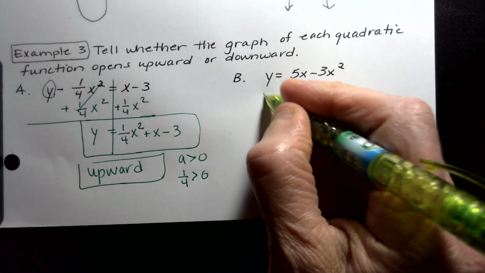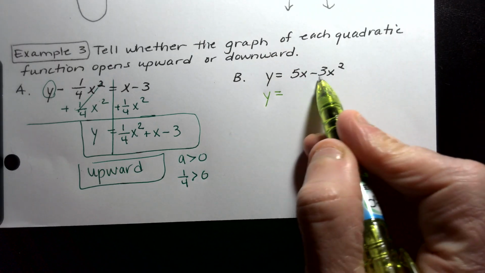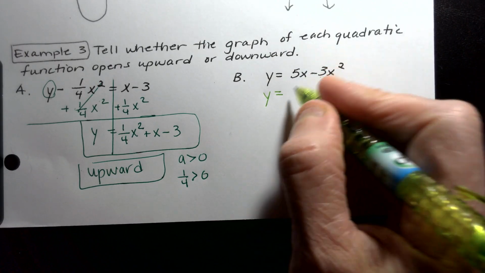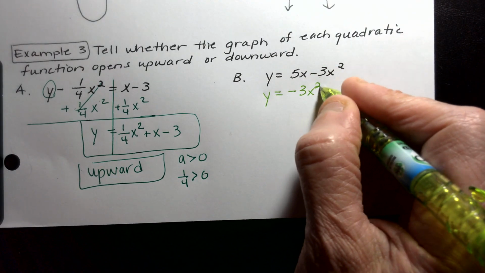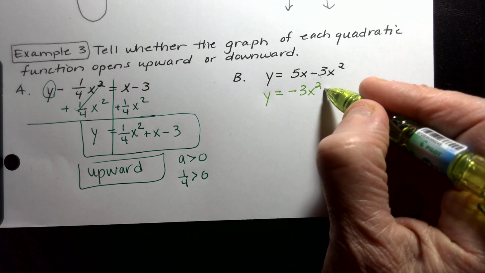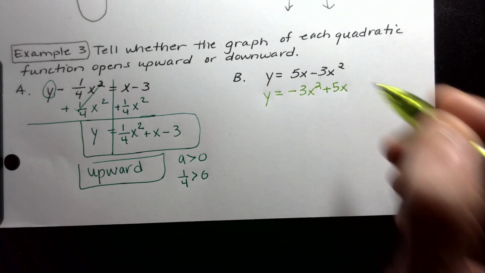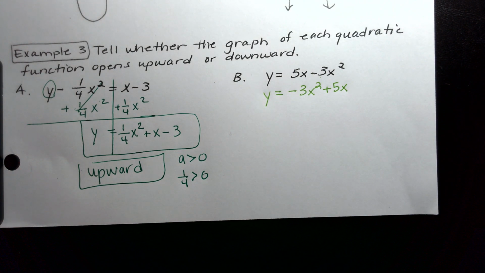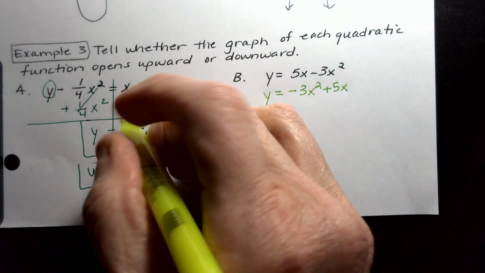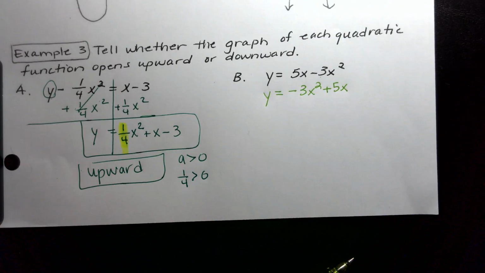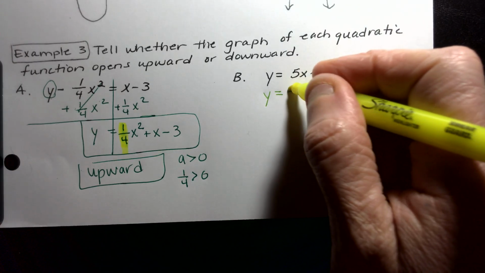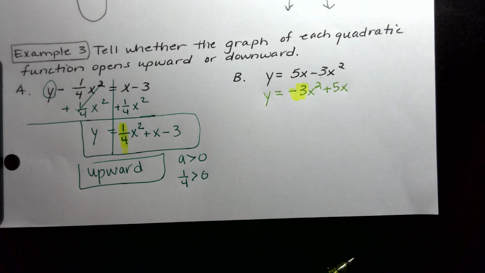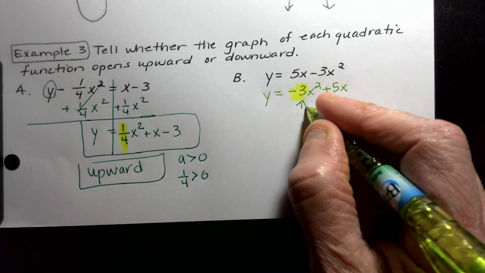So the y is here, and that's fine. I'm just going to put this term first, so don't forget the sign before it. That goes with it. The sign before the 5x is a plus, positive. So now, what is the a? The a was the number before it. That's what we're looking at. What's the number before it? Negative 3. Obviously, it's a negative number. So therefore, that is our a.